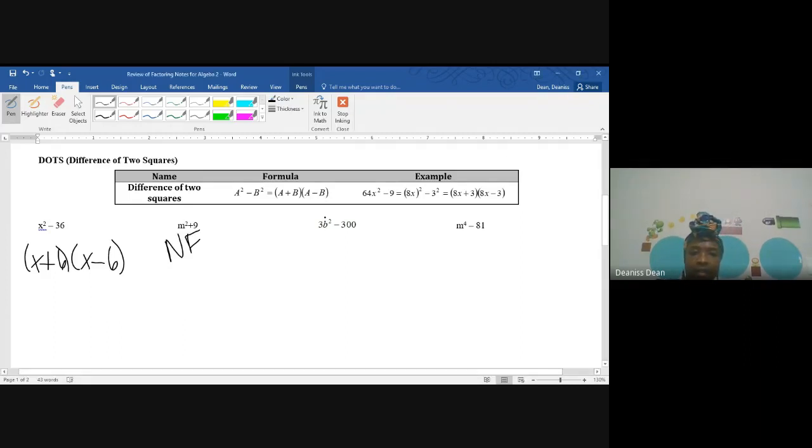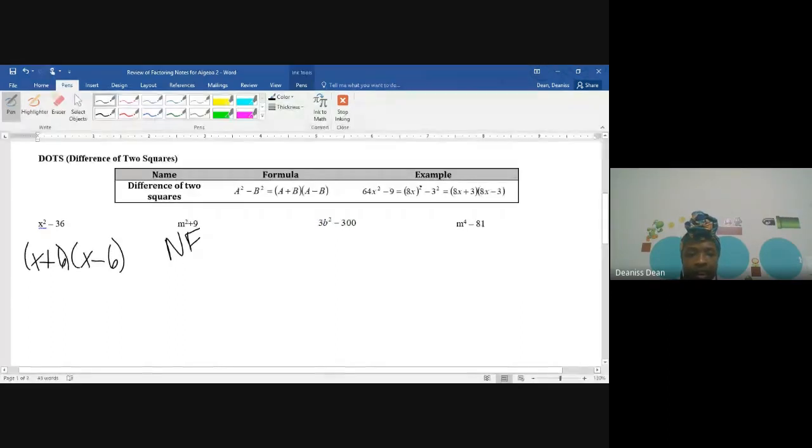Let's look here. We got 3b squared minus 300. All right. So we have two terms. So that's the first thing we need to check off our list, which is good. Then remember, always check and see if you have a GCF. GCF on both of these was 1. We don't worry about 1. But on this one, we do have a GCF because this is a 3 and this is a 300, right? So on this one, we have a GCF of 3.